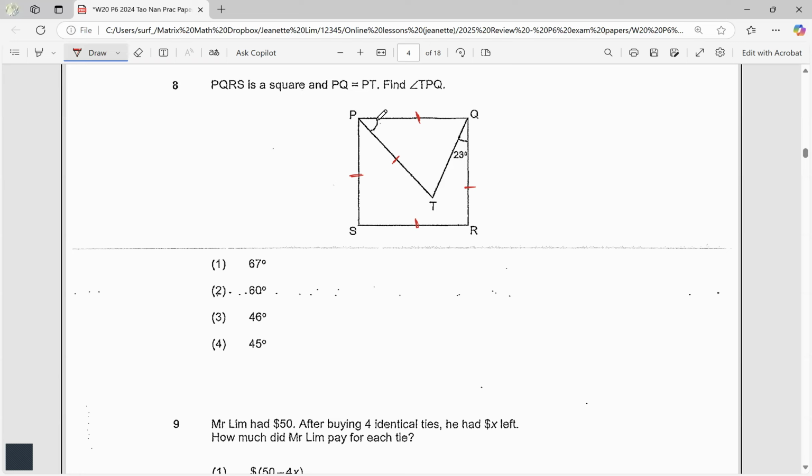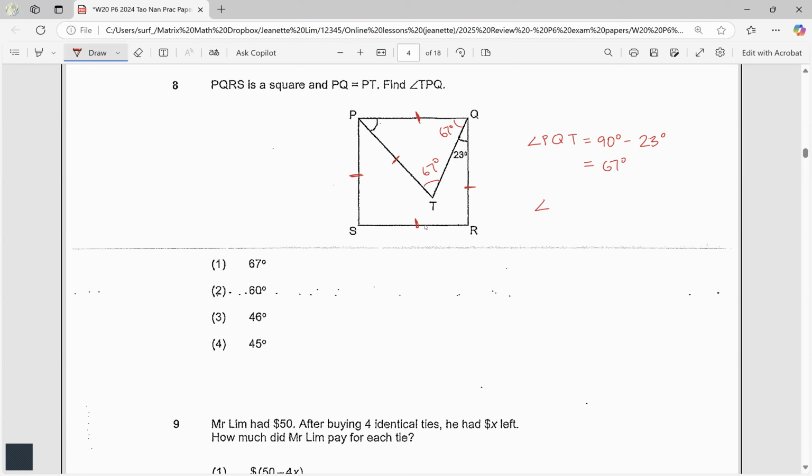Okay, so firstly, in a square, one corner of the square is a right angle. So you have 90 degrees, which means you can find PQT. So that's 90 minus 23, 67 degrees. And because you have equal lines, this is isosceles, which means that this is also 67.